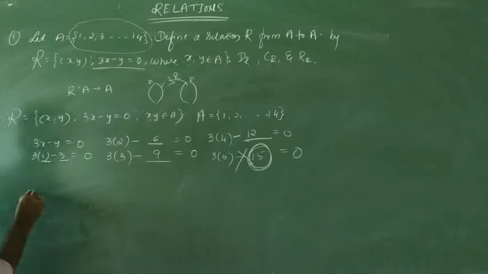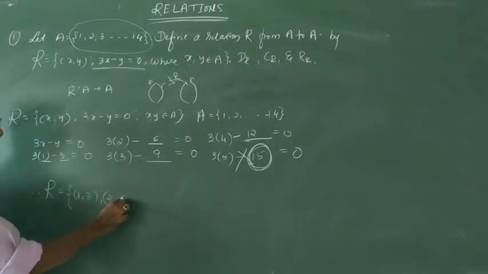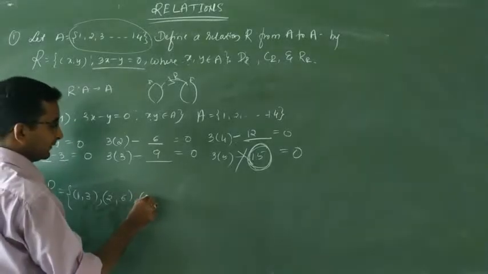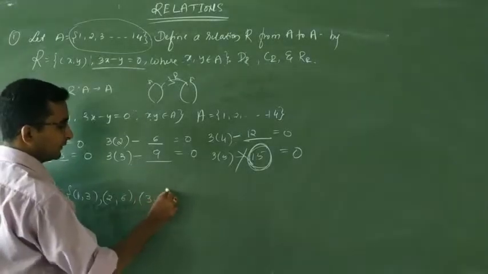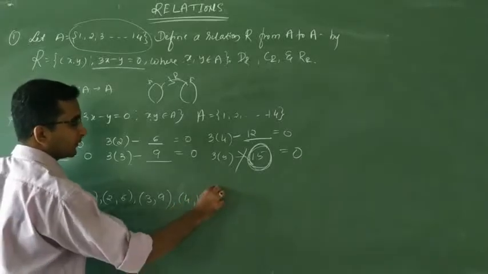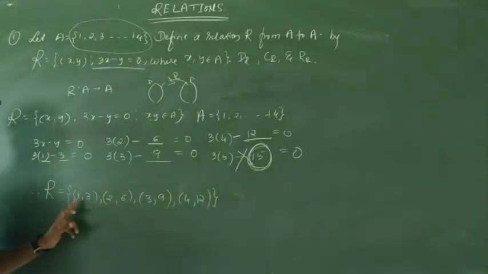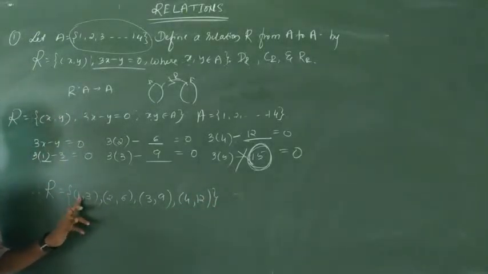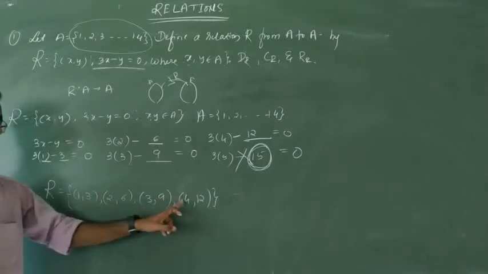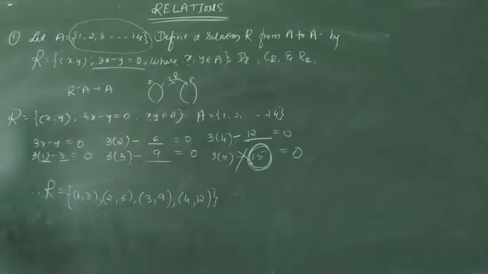So therefore you can write the relation as: when x is 1, y is 3, then it is 0. When x is 2, y is 6, it is 0. When x is 3, y is 9, it is equal to 0. When x is 4, y is 12, it is equal to 0. This is the relationship: x is related to y when this condition is equal to 0.